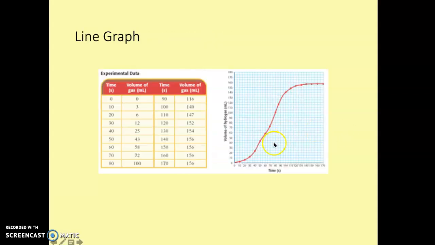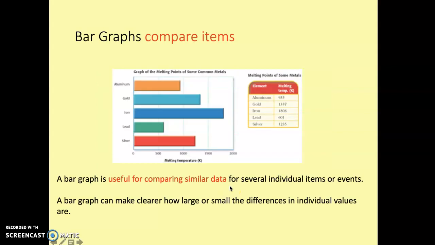Last thing I want to say about this is you want to notice trends. So you should be able to say as time goes on, the volume of the gas, specifically hydrogen, in milliliters increased until about 120 seconds, and then it leveled off. And we could look at the data table and say, actually at 140, it leveled off completely. So it's good to have both the data point in there.